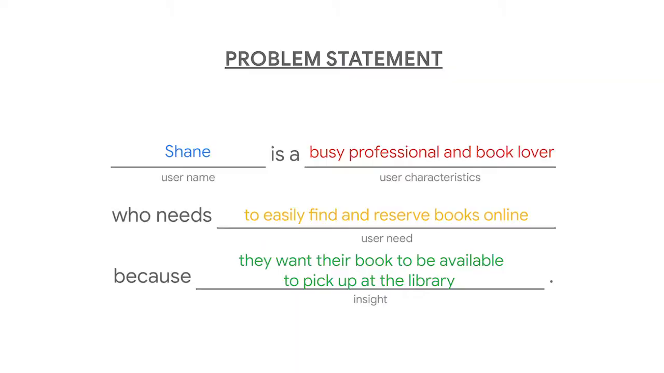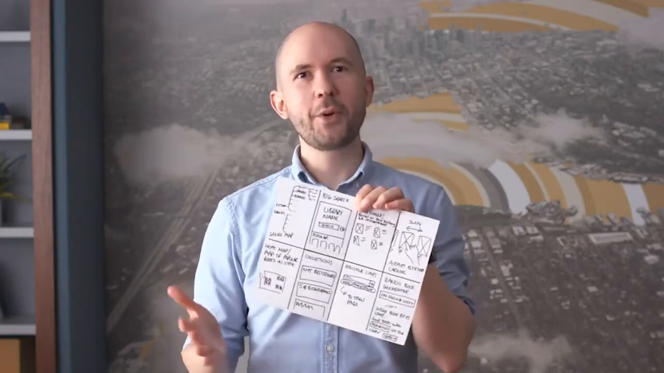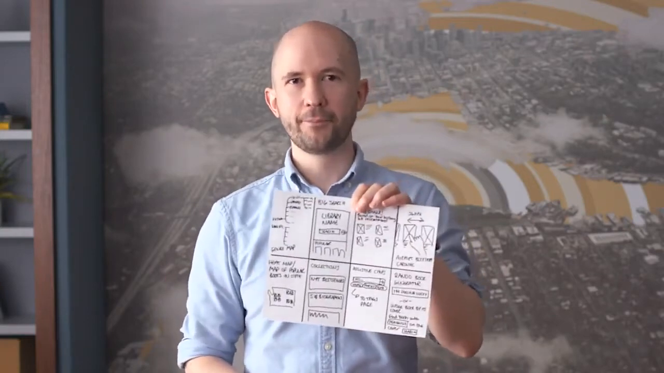Okay, time's up. Let me show you some of the ideas I came up with to address our problem statement. As a reminder, our problem statement was Shane is a busy professional and book lover who needs to easily find and reserve books online because they want their book to be available to pick up at the library. I came up with 8 ideas as part of Crazy Eights, but let me quickly tell you about just 4 of them.